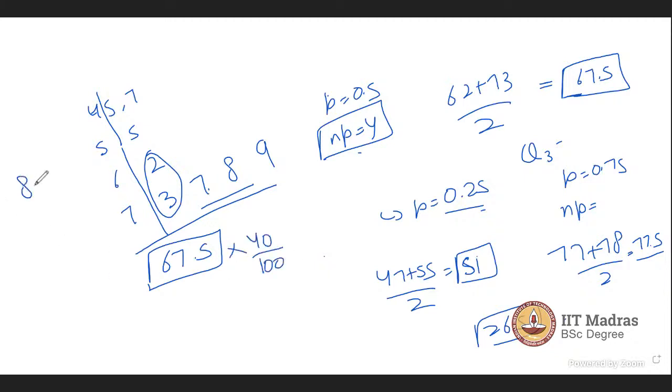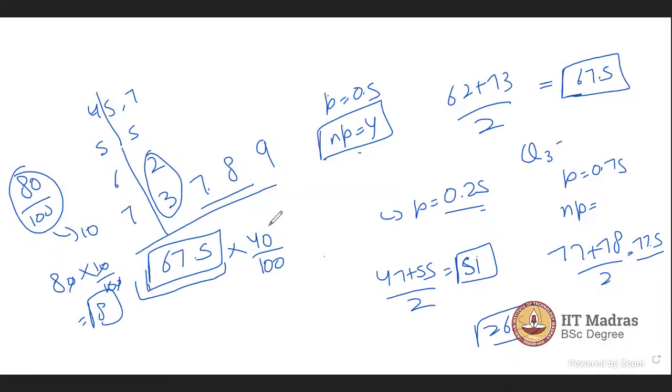See, if you are scoring 80 out of 100, suppose I have to convert it into 10, then it will be 80 into 10 by 100, which is 8. So here, this is your score. You have to convert it into 40 points, so 40 by 100. So it is 0.4 or something. Okay. Thank you.